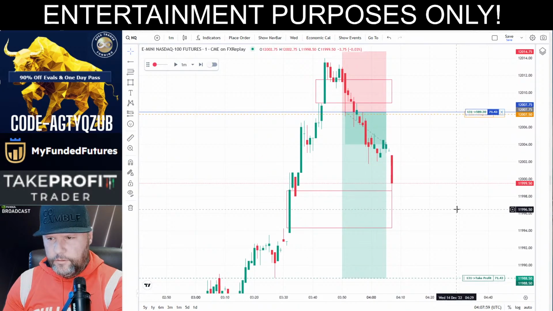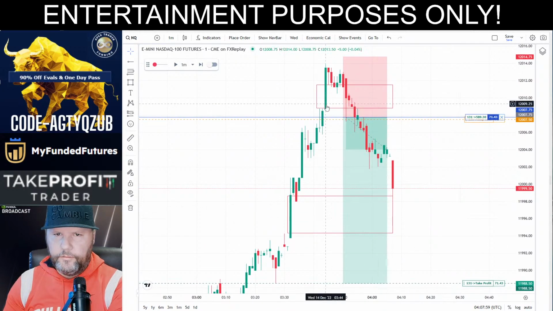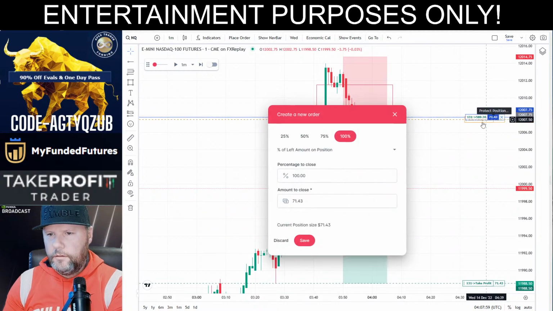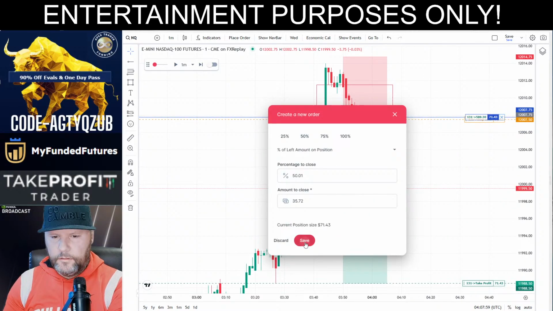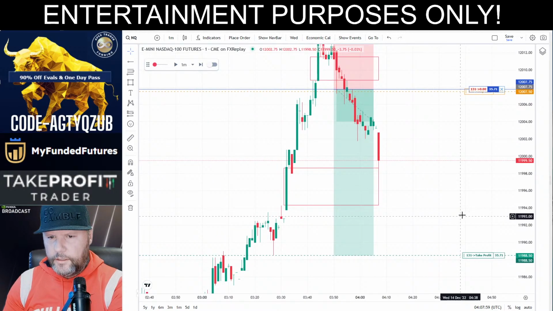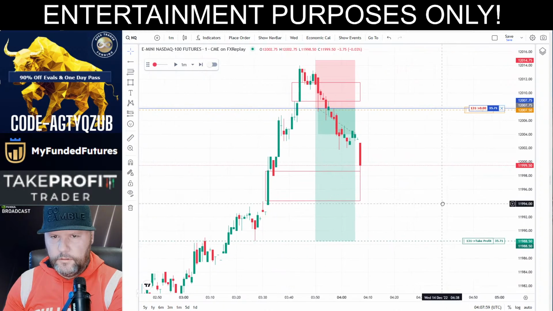All right, we'll scale some there. That's 8 handles. It's not a ton, but we will scale half there to at least lock in some profits.